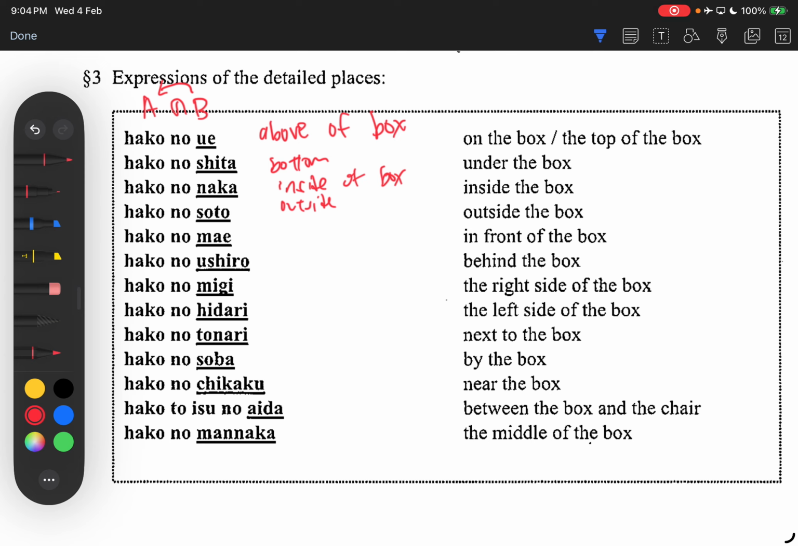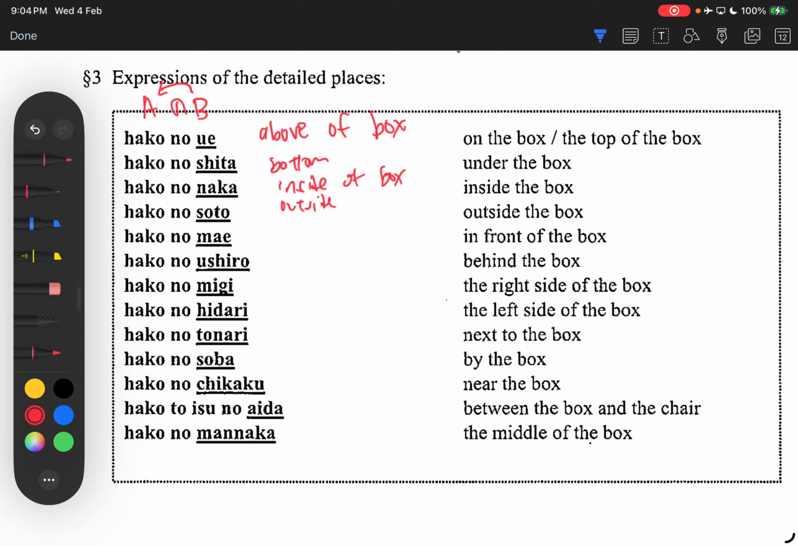Ue no mannaka. In Chinese we say 上面的中间. In that case you combine both positions together. So for example, hako no migi no shita. Migi no shita, right side bottom. So we can relate like this. Think of how we say things in Chinese. It's the same, so we can combine multiple positions together.